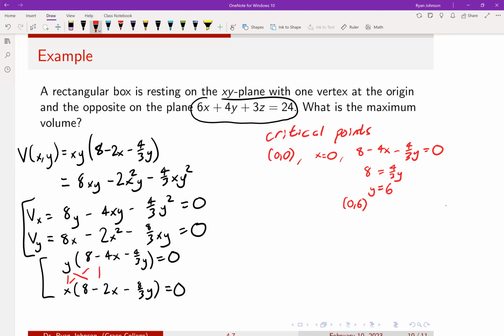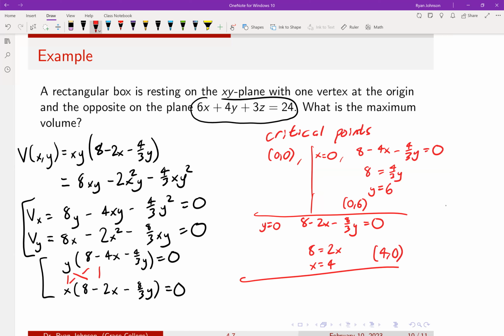And then if y equals 0, then the other one is 8 minus 2x minus 8/3 y equals 0. Well, if that makes it simpler, y is 0, 8 equals 2x, so x equals 4. So then the point 4, 0 is a critical point.